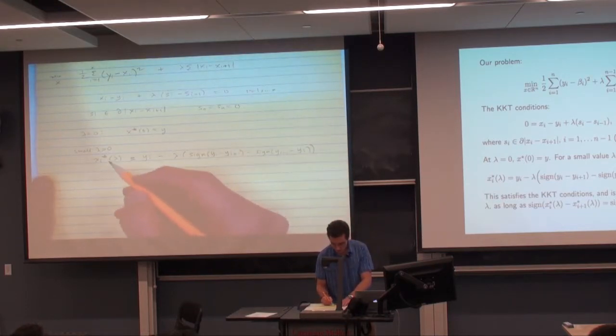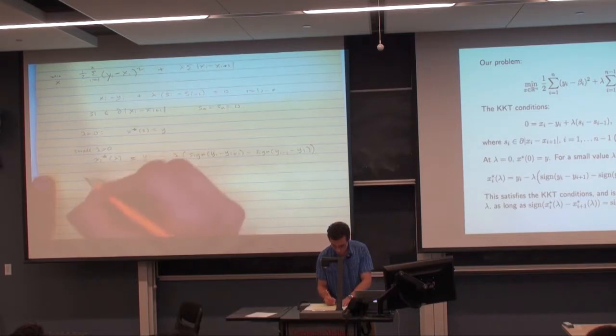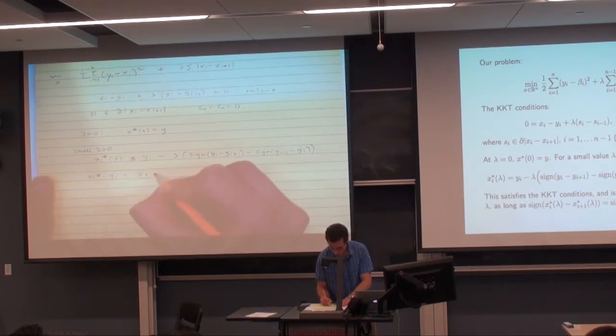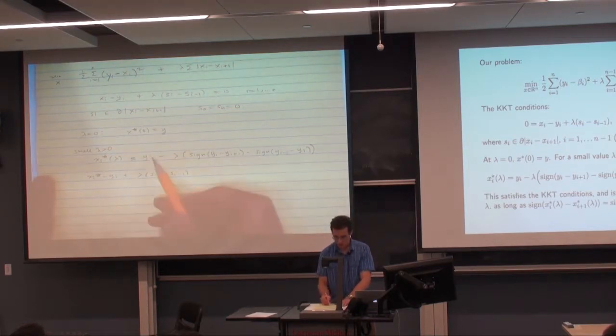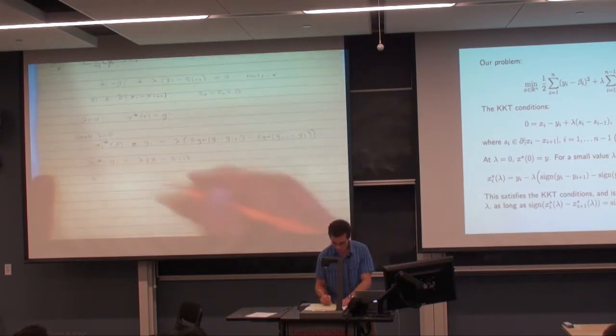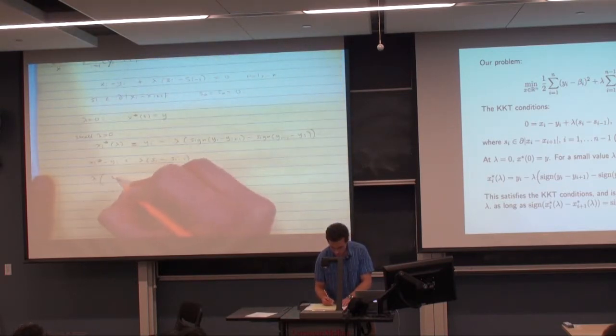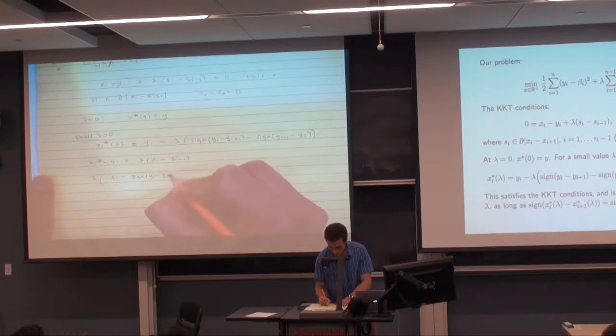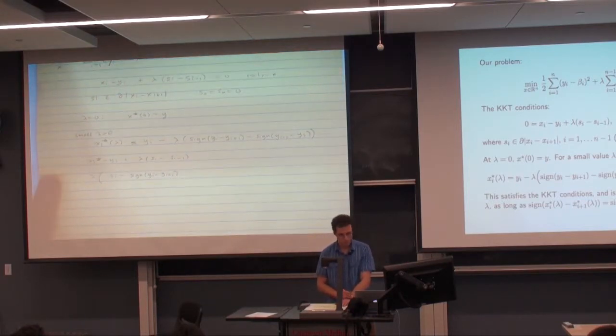We get xi star minus yi plus lambda times si minus si minus 1. Okay, so the yi here cancels with that one, and we end up getting lambda times si minus the sign of yi minus yi plus 1.